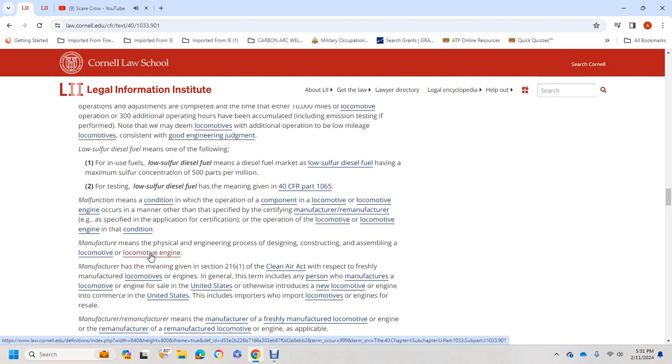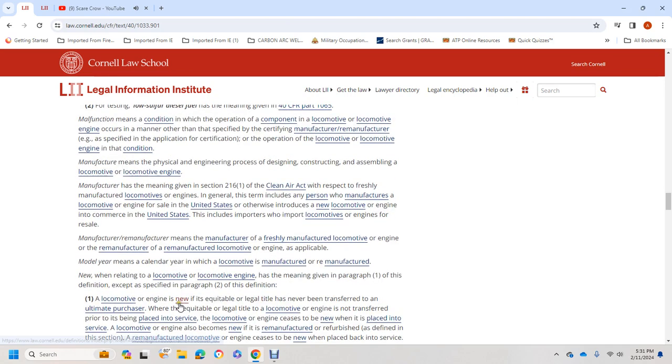Manufacturer means the person engaged in the design, construction, and assembly of the locomotive engine. Manufacturer has the meaning given in Section 216.1 of the Clean Air Act with respect to freshly manufactured locomotives or engines. In general, the term includes any person who manufactures a locomotive engine for sale in the United States or otherwise introduces a new locomotive engine into commerce in the United States. This includes importers who import locomotive engines for resale. Manufacture or remanufacture means to manufacture freshly manufactured locomotives or engines, or to remanufacture locomotives or engines, as applicable.